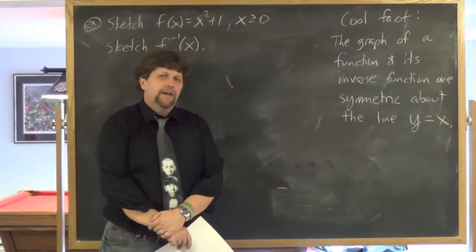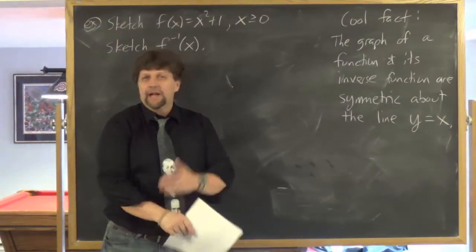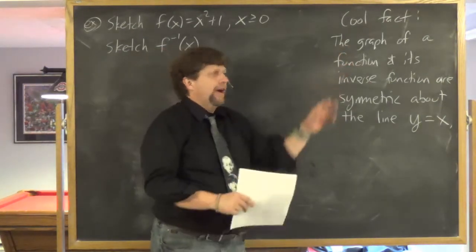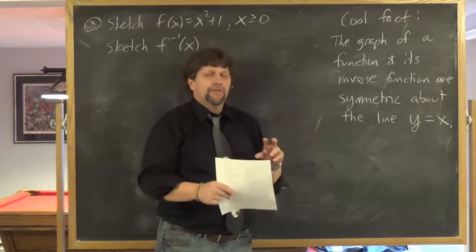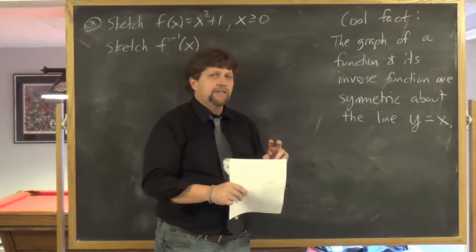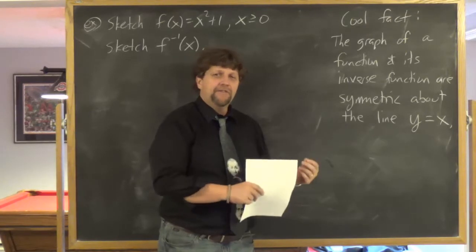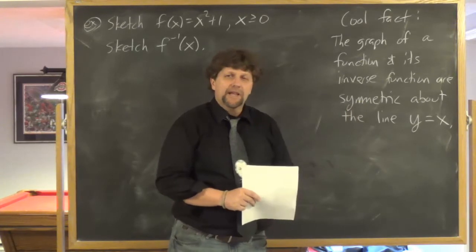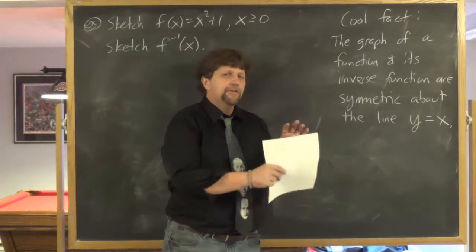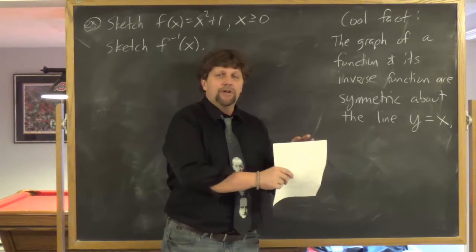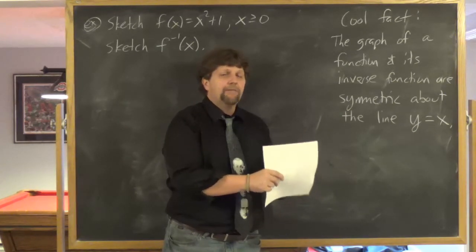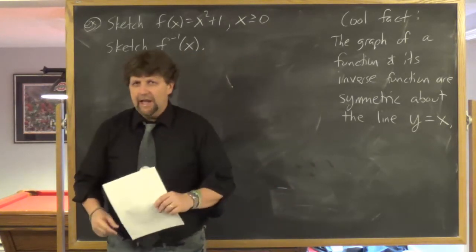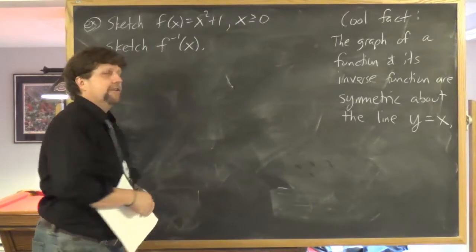Alright folks, before we do this next example, I thought we'd look at something that I think is a pretty cool fact about a function and its inverse function. If you look at the graph of a function and its inverse function on the same xy coordinate system, what you will see is that they're symmetric about the line y equals x. So you will see symmetry about the line y equals x, which is kind of cool. And we're going to use that fact to do this example.